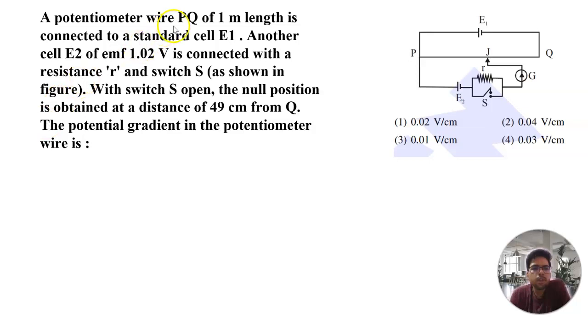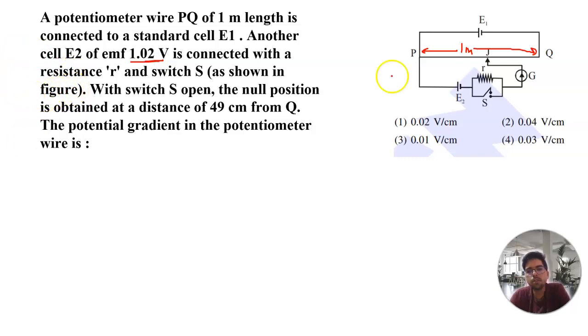So in this question, just read the question. A potentiometer wire PQ of 1 meter length is connected. So this PQ wire is the potentiometer wire, and this is its length. How much? 1 meter. Clear? So this length is 1 meter. Let me draw 1 meter. 1 meter length. Clear?